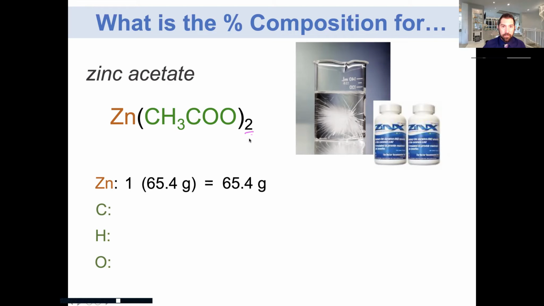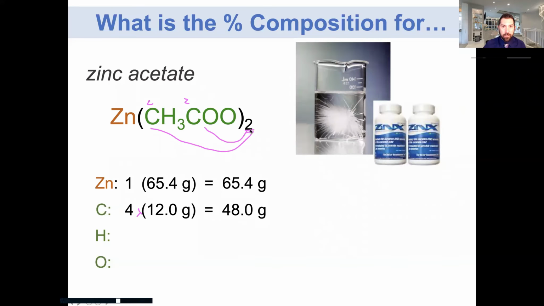Carbon, be careful. This 2 applies and distributes to everything within the parentheses. So there's actually 2 plus 2, so there are 4 carbon total. When we look at our periodic table, each carbon is going to contribute 12 grams. And so total contribution from carbon for the mass would be 48 grams. We're simply multiplying these 2 together.